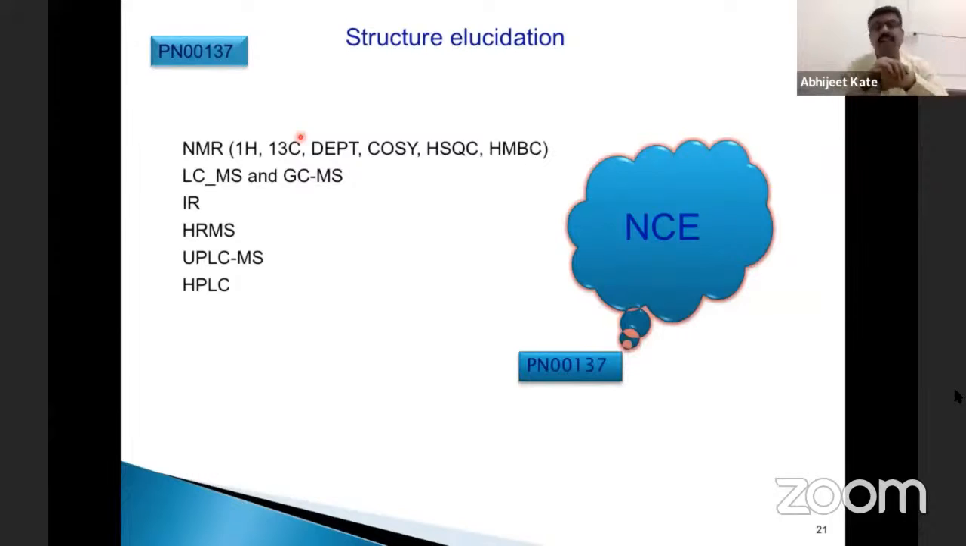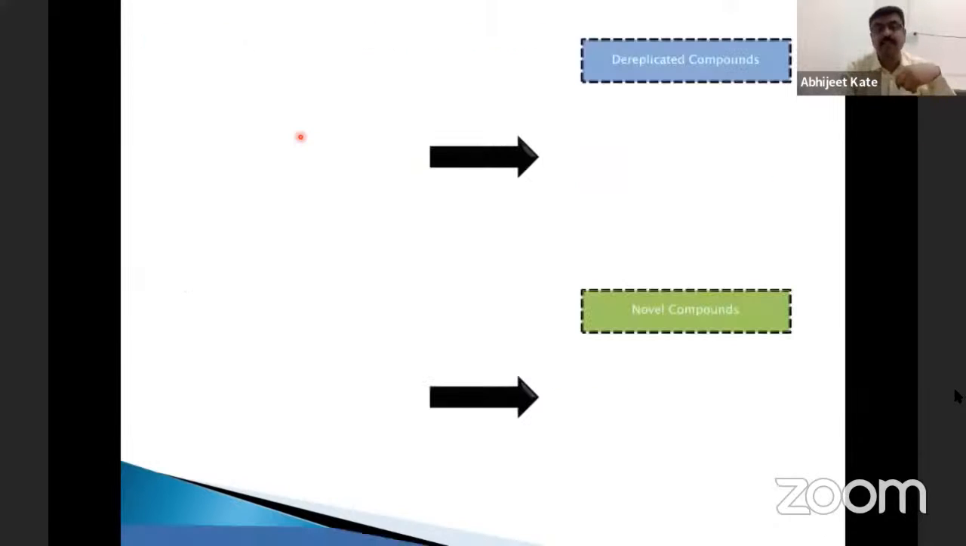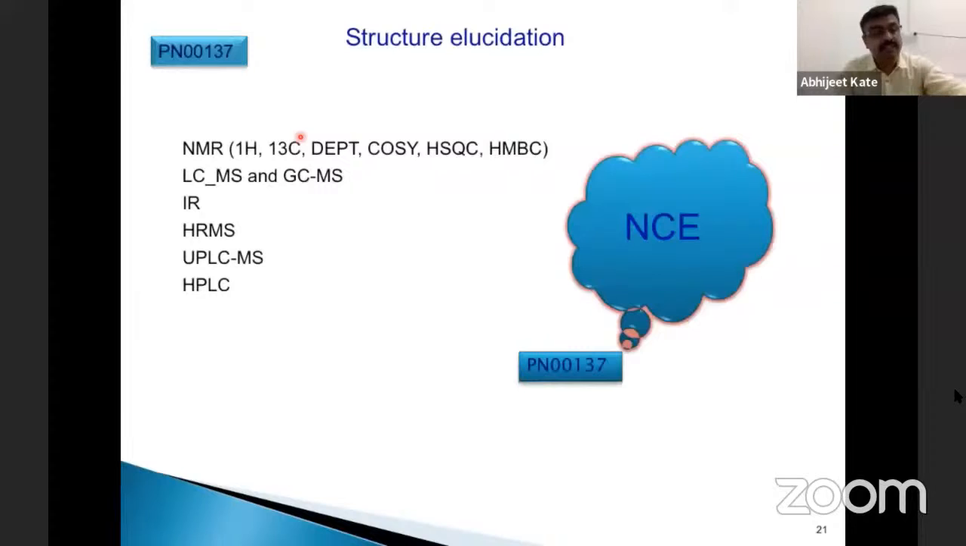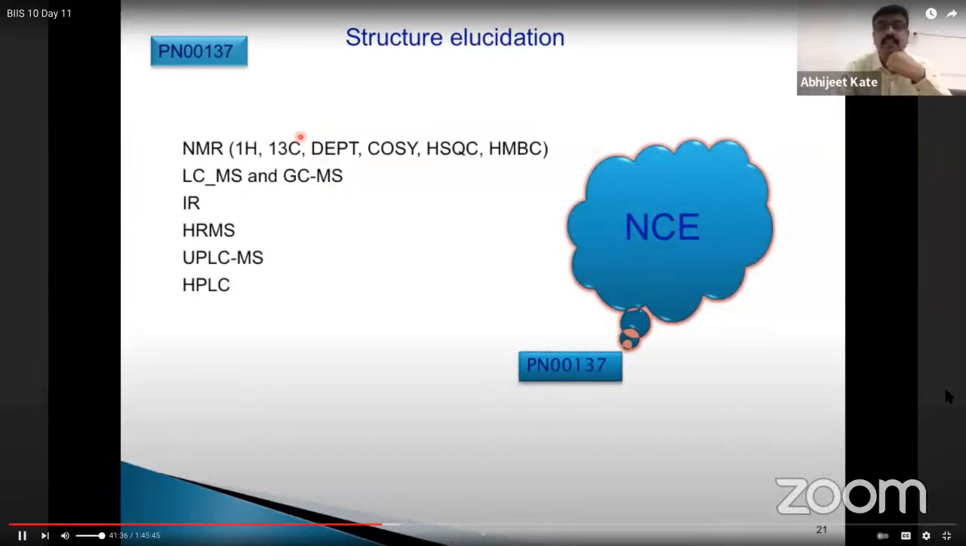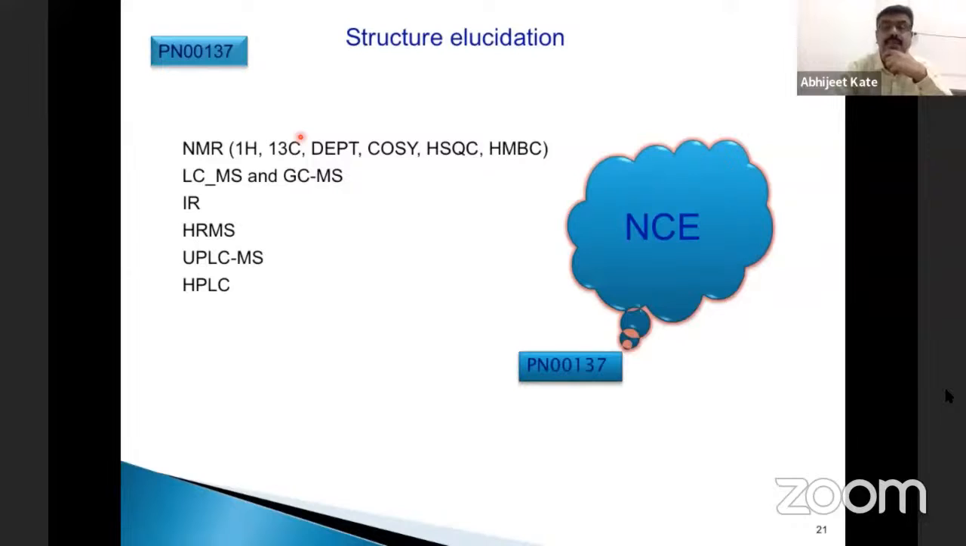And these are some of the other things: by IR we get the functional groups present, by MS the molecular weight, molecular formula, and purity estimation, and HRMS gives the molecular formula. I have an example for you as a case study. Yes, we will have time. I will try to complete in the next 10 minutes quickly so that we can have time for the discussion part if you have any questions.